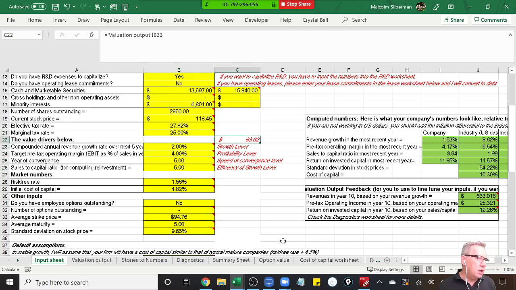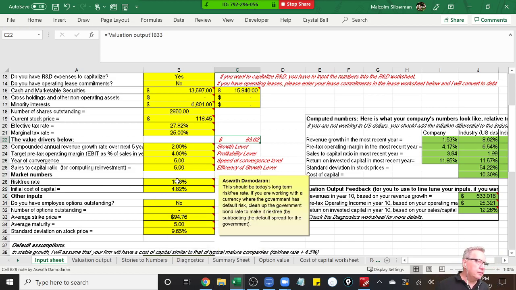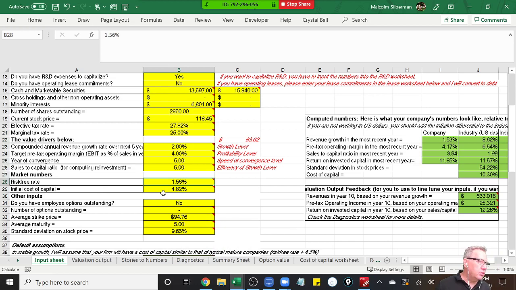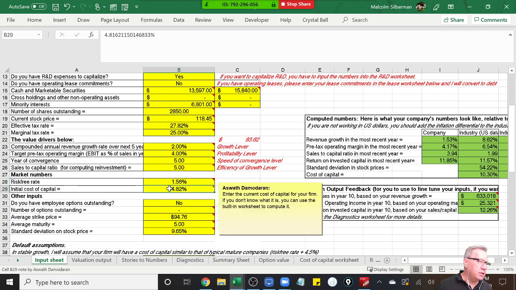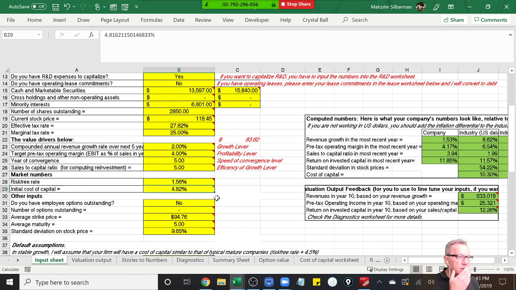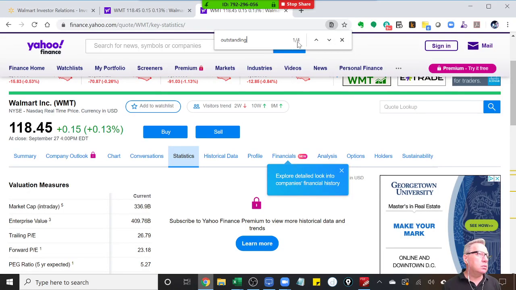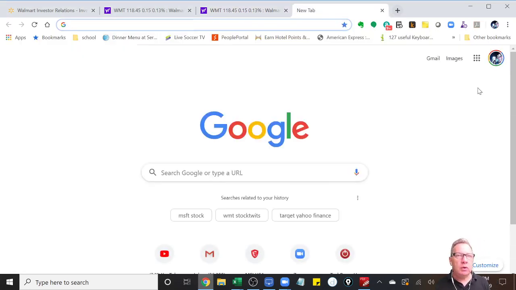But let's close down this discussion with a look at risk-free and cost of capital. We'll use an inaccurate measure for now. The risk-free rate is quite easy to get. It's more difficult in other countries, because you have to take into account all these other bonds.